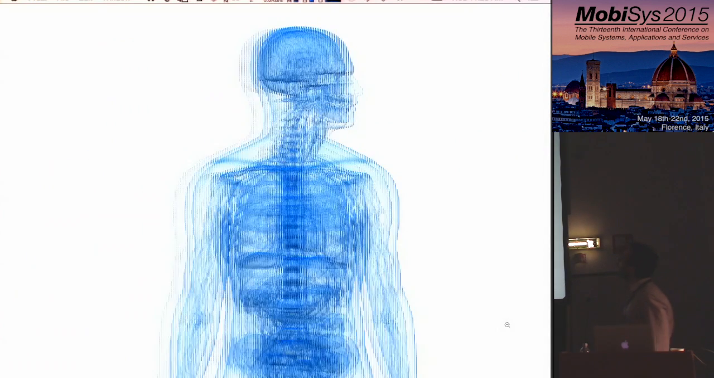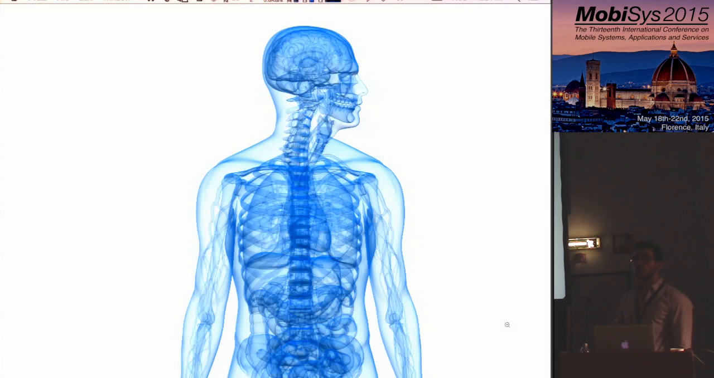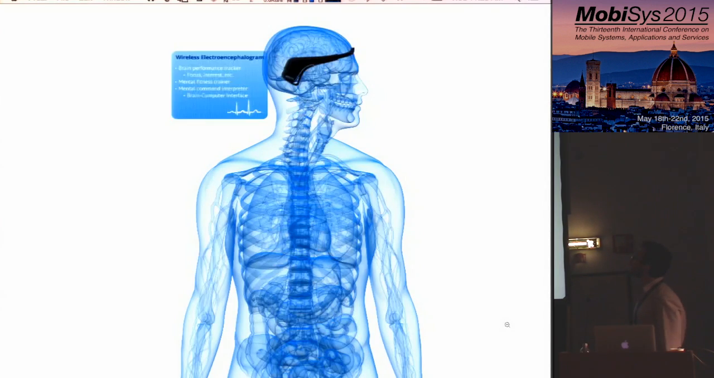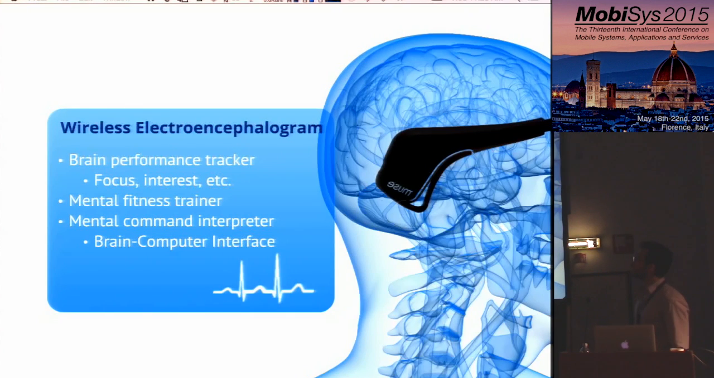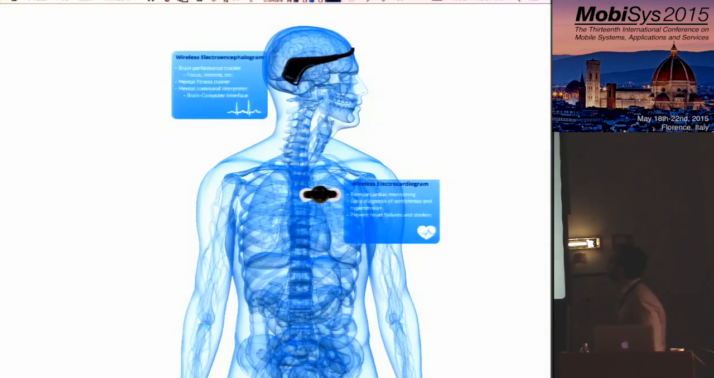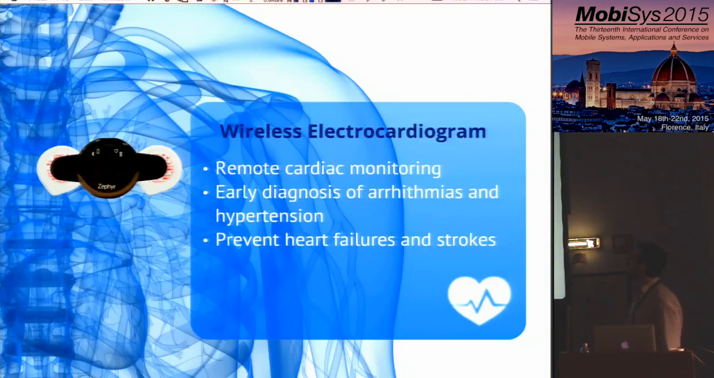So, wearable devices are the cornerstone for many revolutionary medical applications. In fact, there already exist several devices that can be used for medical purposes. For example, we have wireless EEG that can be used for a brain performance tracker or mental fitness tracker. We can also talk about wireless EKG, so electrocardiogram, for remote cardiac monitoring for early diagnosis of arrhythmia or hypertension in order to prevent heart failure or strokes.